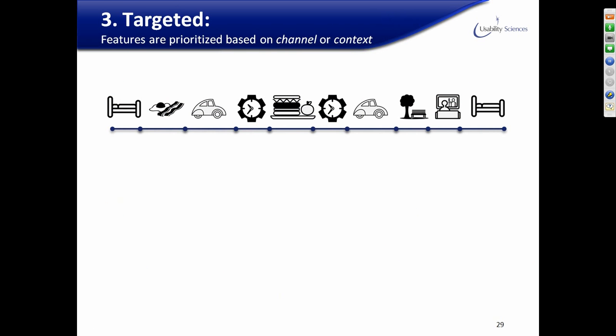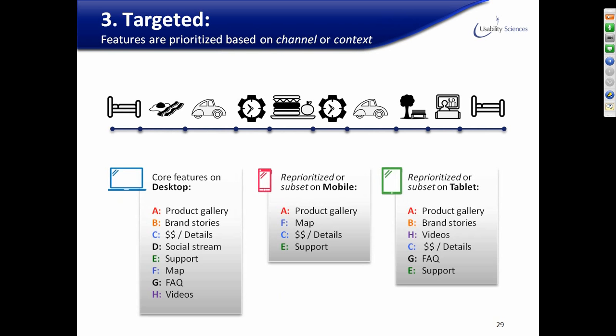Best practice number 3, targeted. And what we mean by targeted is that features should be prioritized based on the channel or the context of use. So again, looking at the day in the life of a user, as they interact with different devices, presenting them with a reprioritized or a subset of features on each of the devices is really what may be best in terms of meeting the user's needs, in terms of where they are, what they're doing, and what they may want from the experience of dealing with your site or your app.